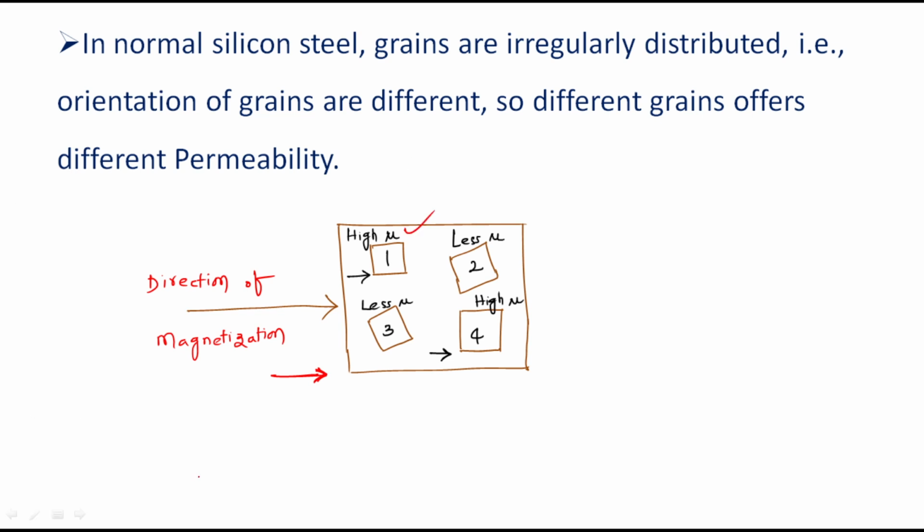So this offers high permeability, and this offers high permeability, because this direction and this direction are the same. That's why this grain and this grain offer high permeability. But coming to grain 3 and grain 2, the direction does not match, so obviously they have less permeability. This is the silicon grain. So in normal silicon steel, grains are irregularly distributed, therefore the orientations of grains are different, and different grains offer different permeability.